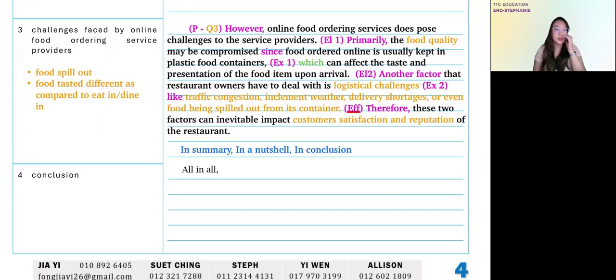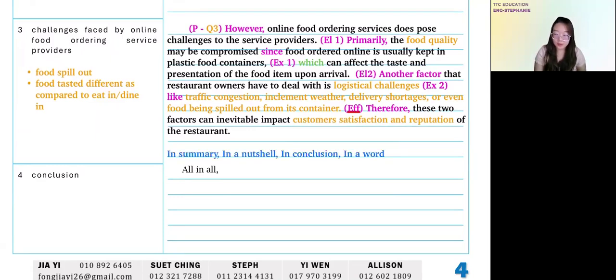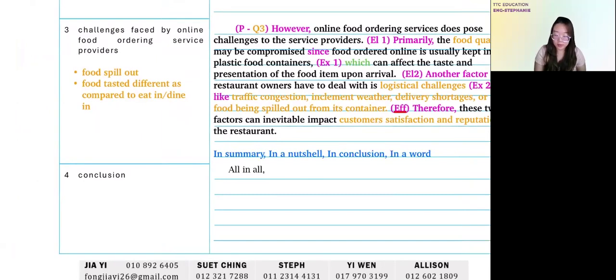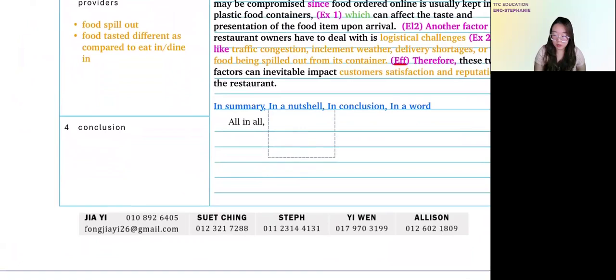All right. I think this should be sufficient for you: in summary, in a nutshell, in conclusion, all in all. Okay. In a word, boleh. All right. Very good. In the final analysis, I think that one is okay also. But I think that one is slightly lengthy already. Keep it short. All right. So that's very good. So now let's move on to the next one.